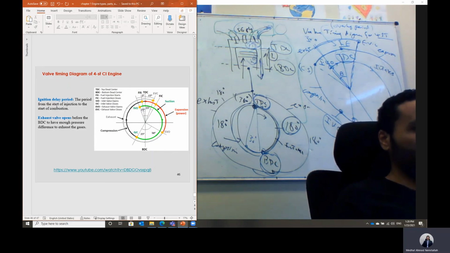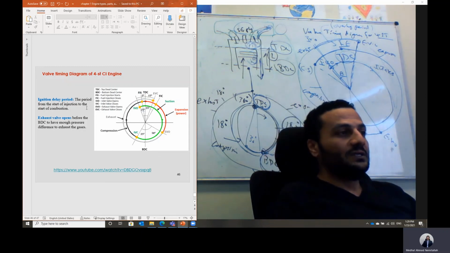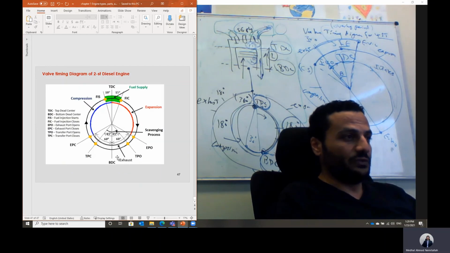We have a period here, Shabab, in the case of a diesel engine, which we call the ignition delay period. Fuel is injected, but the combustion does not start at the same time. It needs some time for the fuel to mix with air, then the combustion can be initiated. The period from the start of injection to the start of combustion we call the ignition delay period in the case of the diesel engine. You can look here also at this video when the valve is opening and closing. You can see an animation video of this.